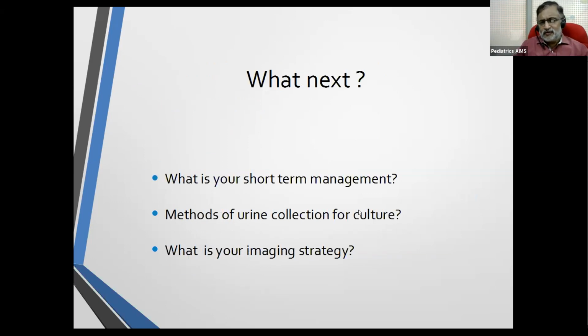What next? I want to know what the short-term management is, what the best method is for collecting urine for culture and sensitivity, and whether you want to image these children.